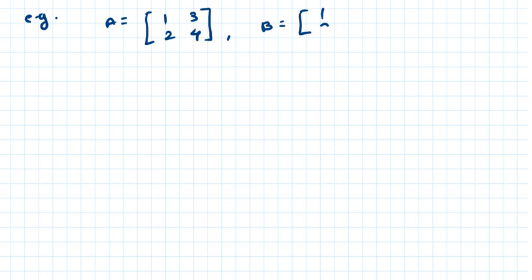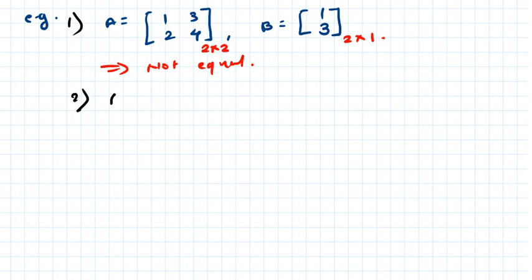For example, suppose I consider the matrix A equal to 1 2 3 4. And the matrix B is suppose 1 3. Now if you observe, the order of this matrix is 2 by 2 and the order of this matrix is 2 by 1, so they cannot be equal because the orders are not same. Okay, so not equal. This is your first example.